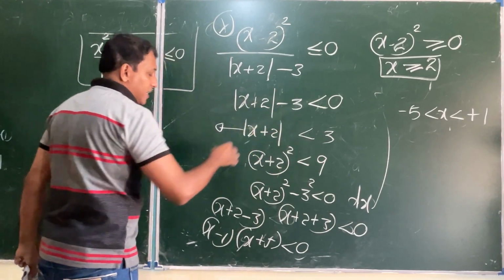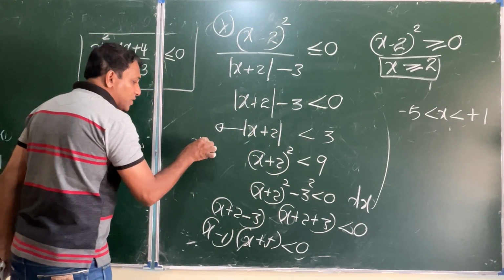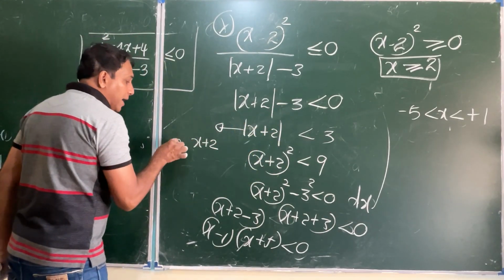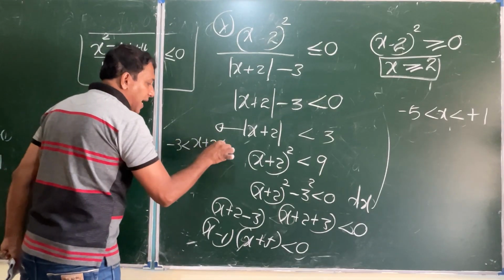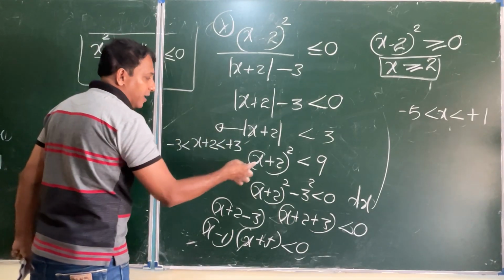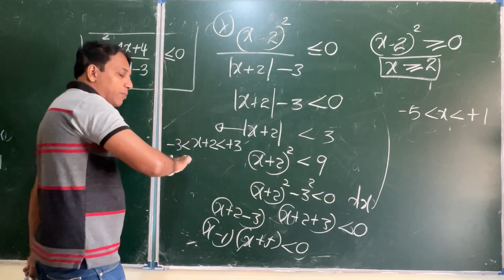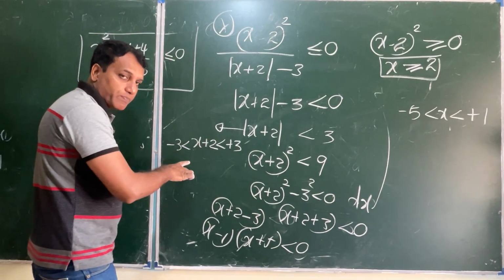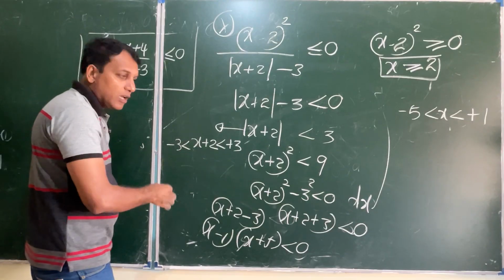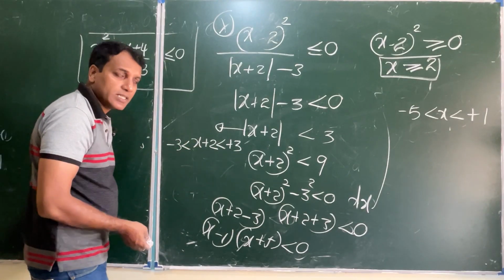Otherwise, since we use so many methods, from here I can say modulus of x plus 2 is more than minus 3 and less than plus 3. If any modulus comes in this pattern, the answer lies between the minus and plus values. So here also you can find the answer.